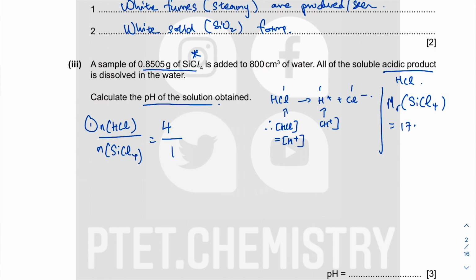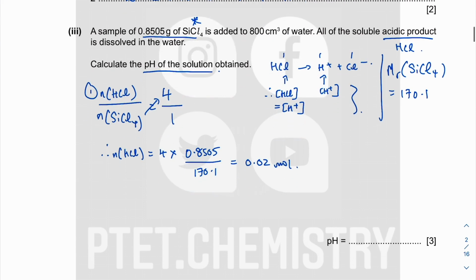I got 170.1 there. So therefore, the mole of the HCl is just 4 times the mole of the SiCl4, which is 0.8505 gram divided by 170.1. Okay, that gave me 0.02 mole. All right, and from this information, I need the concentration of HCl. It's going to be the mole of HCl over the volume of HCl.